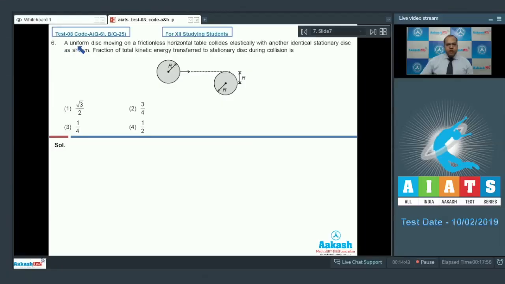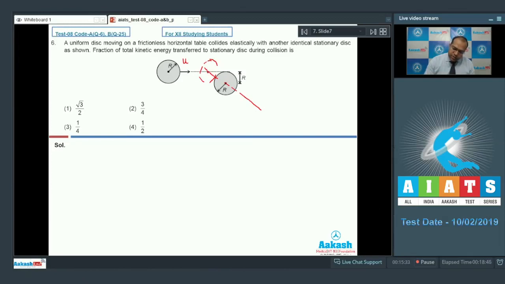In question number 6, a uniform disk moving on a frictionless horizontal table collides elastically with another identical stationary disk as shown. Fraction of total kinetic energy transferred to stationary disk during collision is. Suppose initial velocity is u, and at the time of collision the situation is something like this. Suppose this is the disk and this is the line of collision.